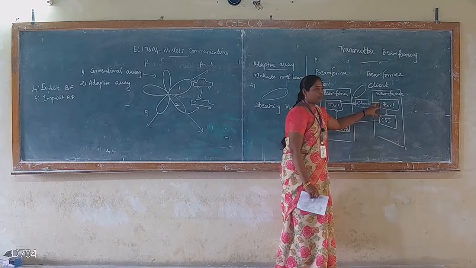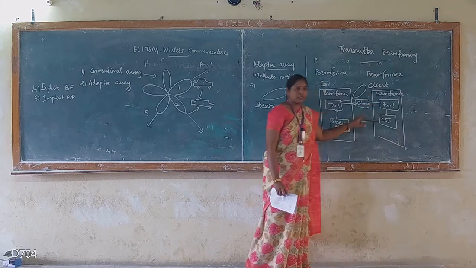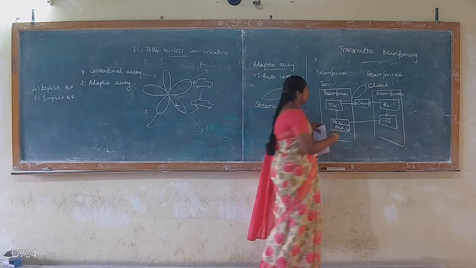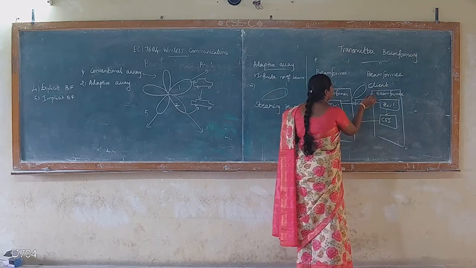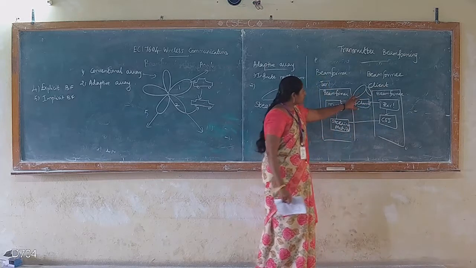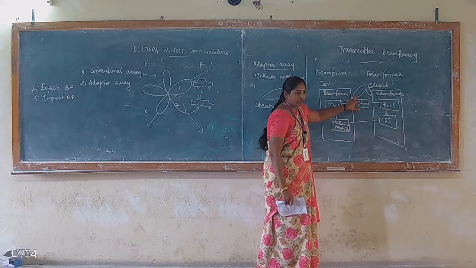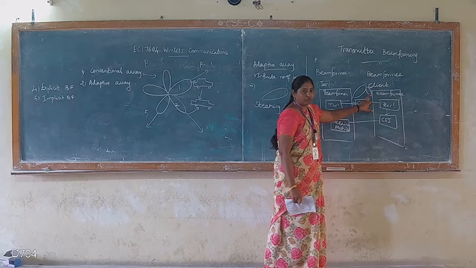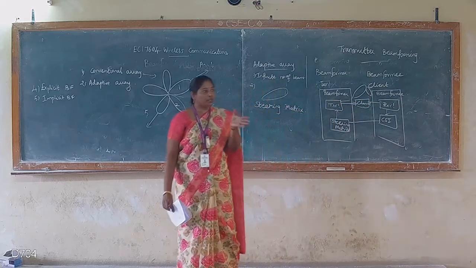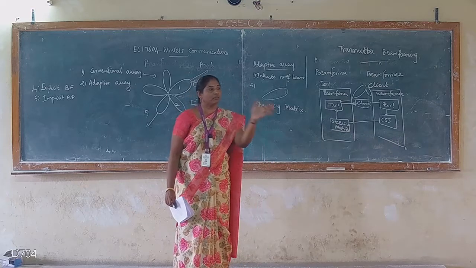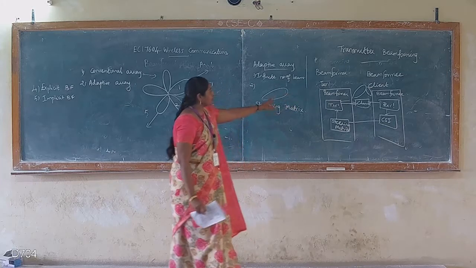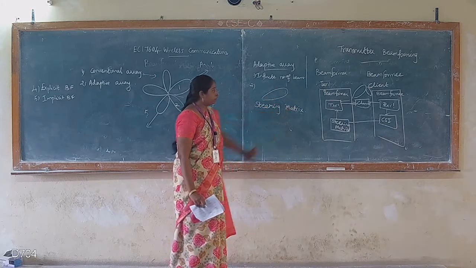So this is about transmitter beamforming. Then what about receiver beamforming? It uses multiple antennas. All the antenna signals are combined, then it forms its beam towards the direction of the transmitted signal. At whichever direction the transmitted beam is coming from, towards that direction the receiver will produce its beam. So this is about transmitter and receiver beamforming.